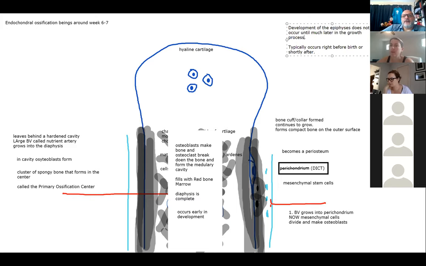All right. But when we finally get to right before birth, when we finally get to right after birth, guess what? The growth process is going to occur the exact same way. We want to convert this cartilage into bone. So how do you think that process starts?